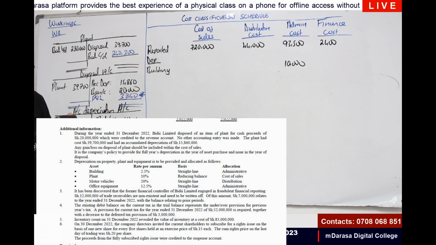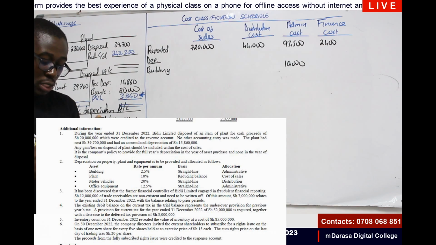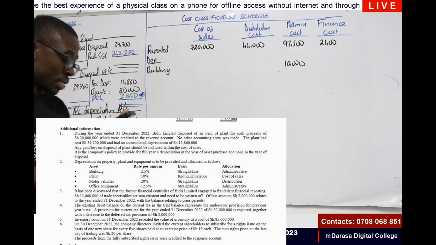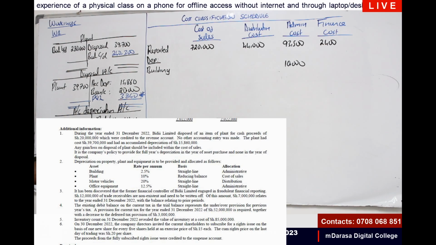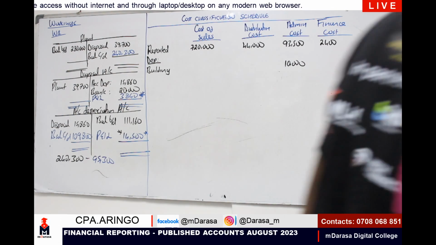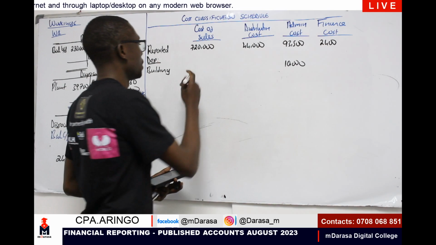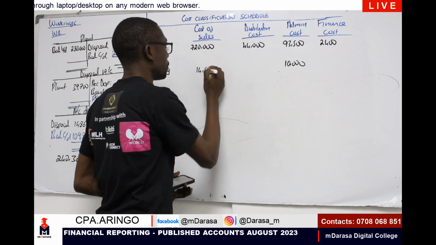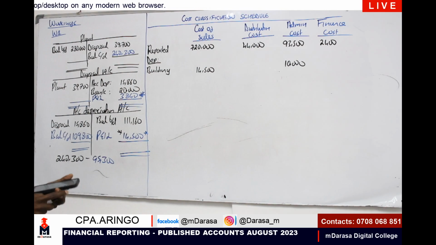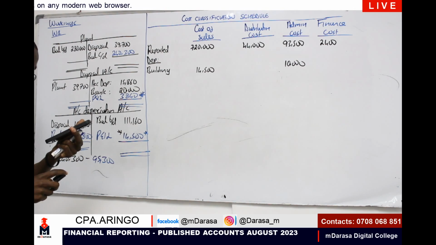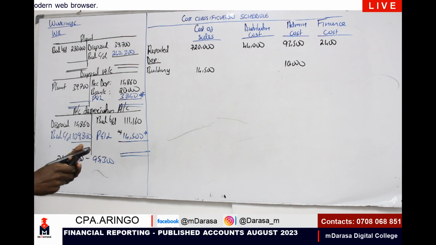The next item is plant, which you are told you're going to take under cost of sales. For plant, we have realized that depreciation for plant during that period is 14.5. Remember the one that we had computed, right? We had already computed that, this value here, 14,500. So I'm going to take it here, 14,500. Very good.